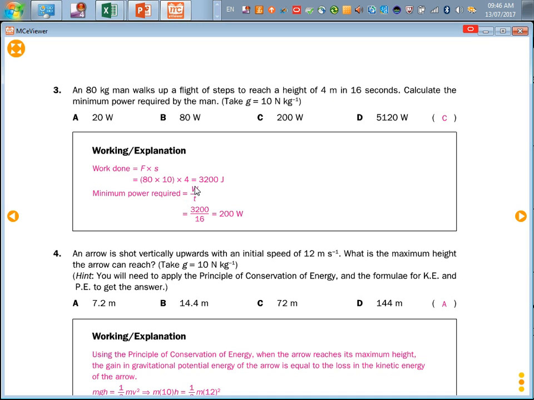But we don't have work done yet, so we need to find work done, which yesterday you were not able to provide the full formula. So it's force times distance moved in the direction of the force. Must be the same direction. So the man is exerting a force upwards. That is how he is able to climb up. And what force is he trying to overcome?